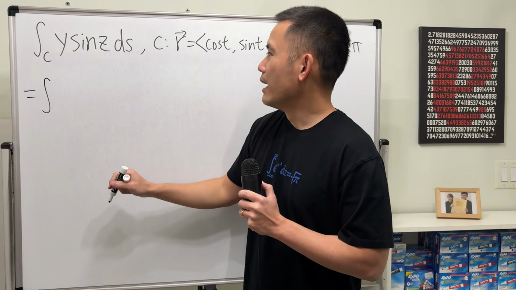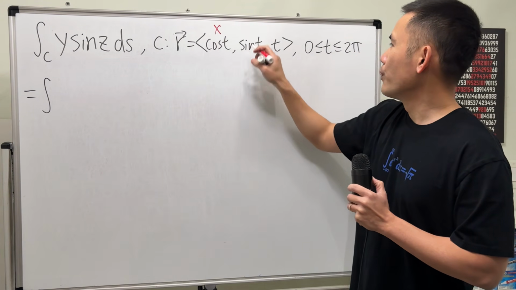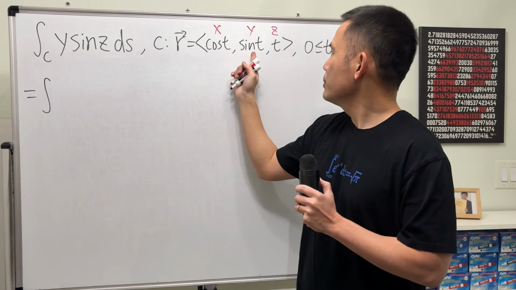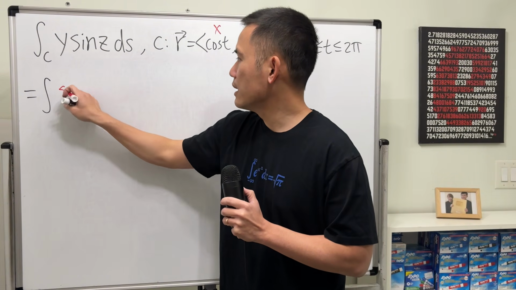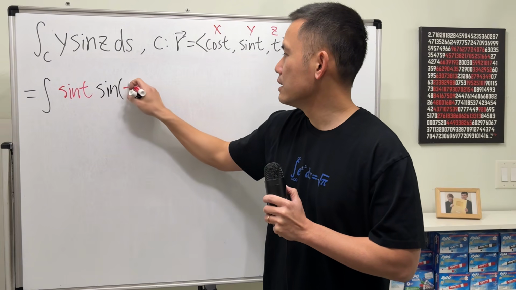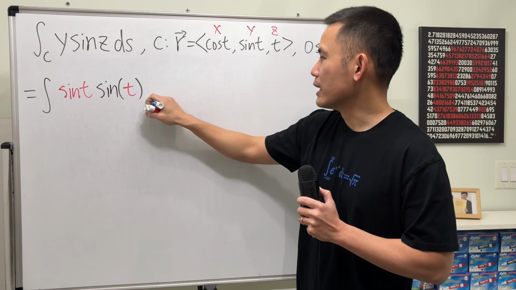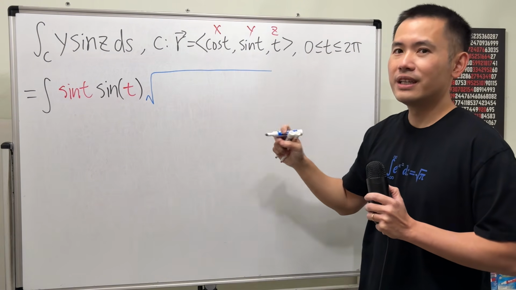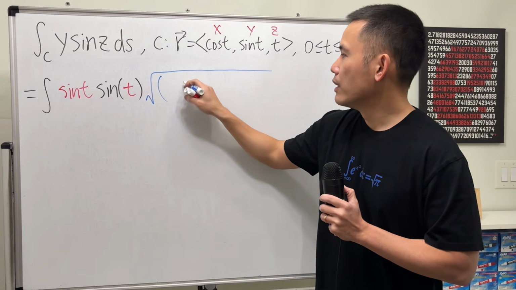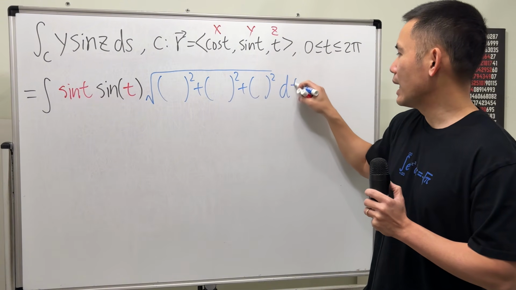So here's the deal. I'm going to write this down right here for you guys. Here is the x, here is the y, and here is the z. z is equal to t. Okay, so I'm just going to put sine t into the y, and then z is t. So far so good. However, for the ds, you have to know that it's equal to the square root, and this is just like the arc length formula from your Calculus 2 class. So you are going to get 3 squared, and then at the end you will have dt.